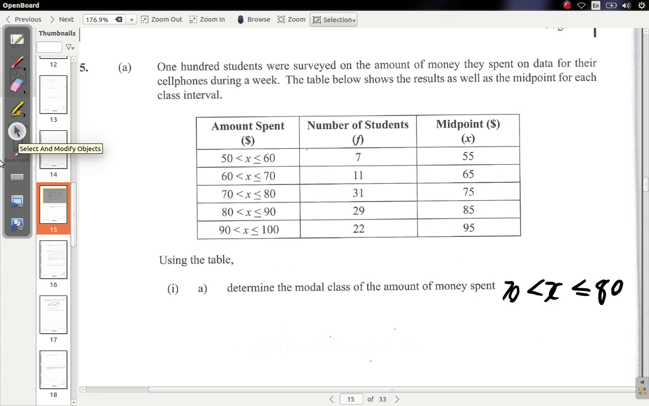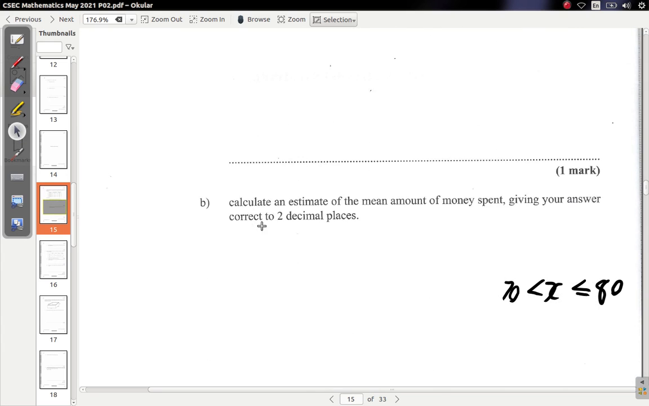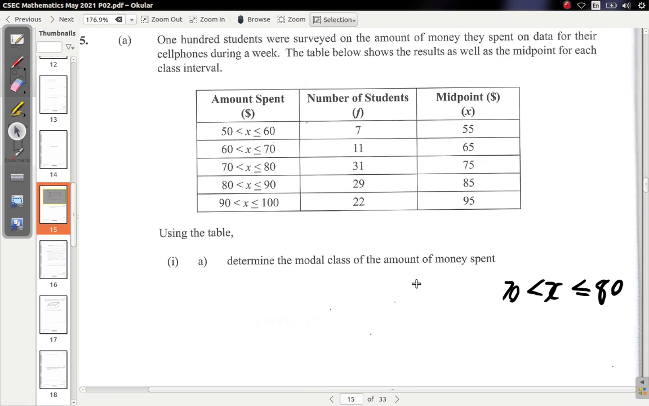After that, what is it now? Calculate an estimate of the mean amount of money spent, giving your answer correct to 2 decimal places. You're going to find the mean. Now, mean says you're going to add up 7 plus 11 plus 31 plus 29 plus 21 divided by 5. And also add up 55 plus 65 plus 75 plus 85 plus 95 and divide by 5.